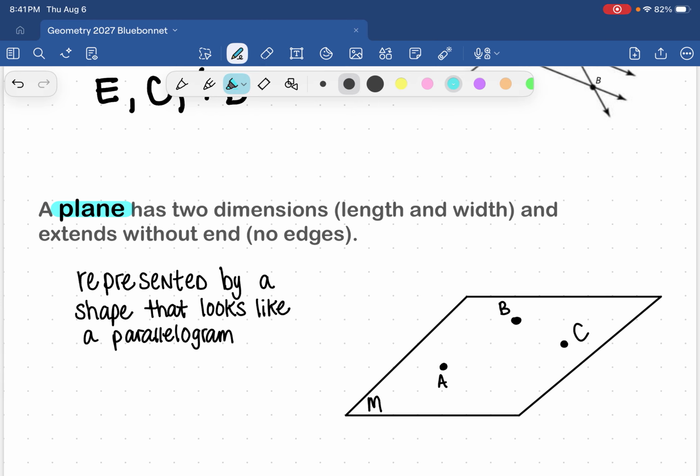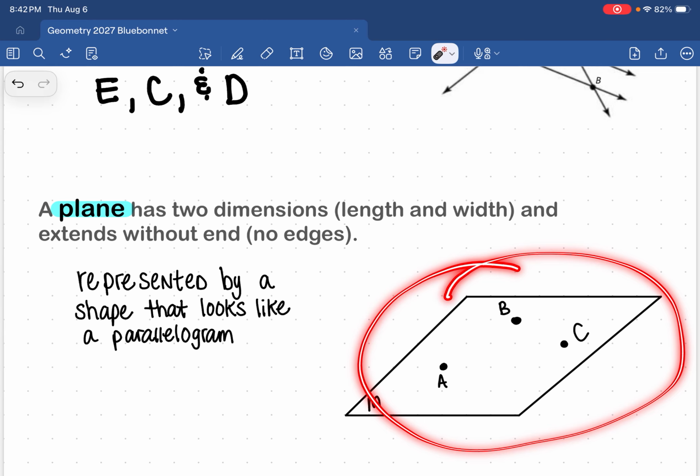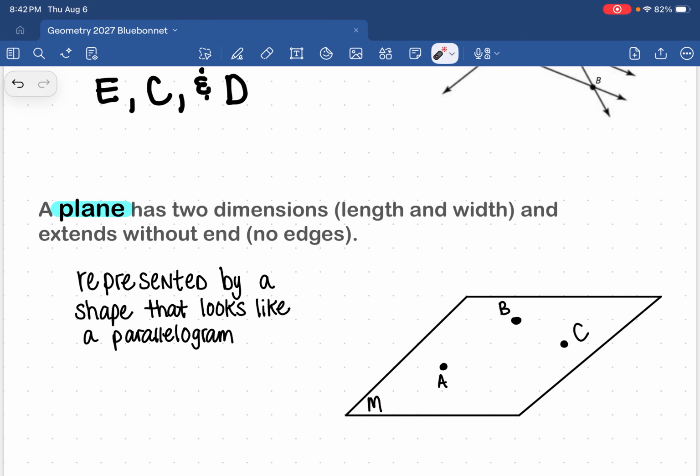Our next geometric vocabulary word is a plane. A plane has 2 dimensions, which is length and width, and it extends without end. It has no edges. It is normally represented by a shape that looks like a parallelogram, just like this. You'll see multiple points on it. You could see a line drawn on there as well. Imagine if you could, we would connect those 2 points together to create this line. Or it could just be this simple.